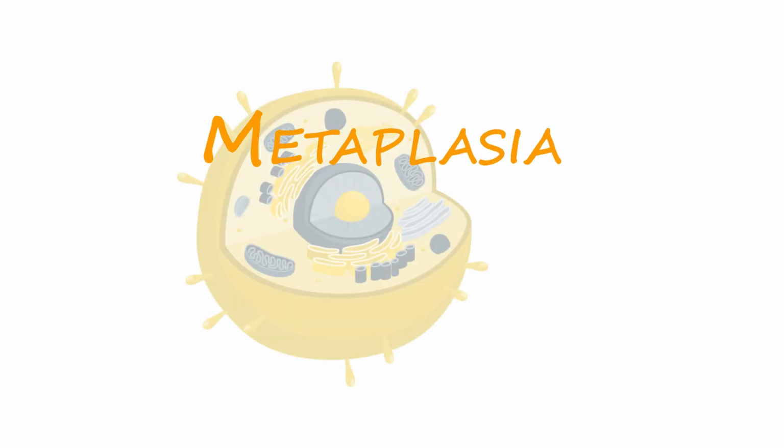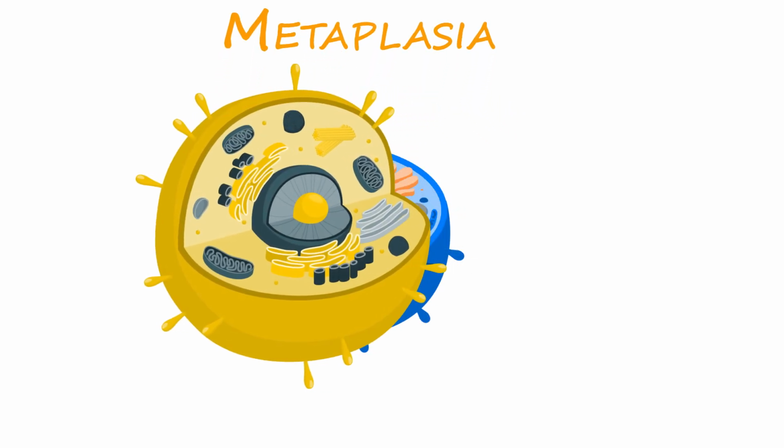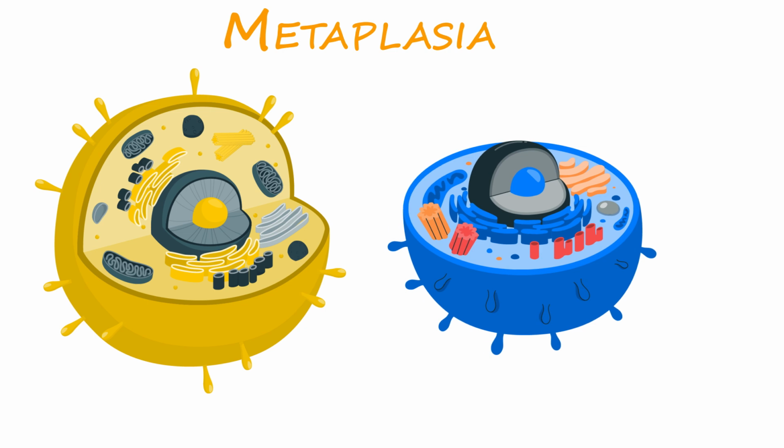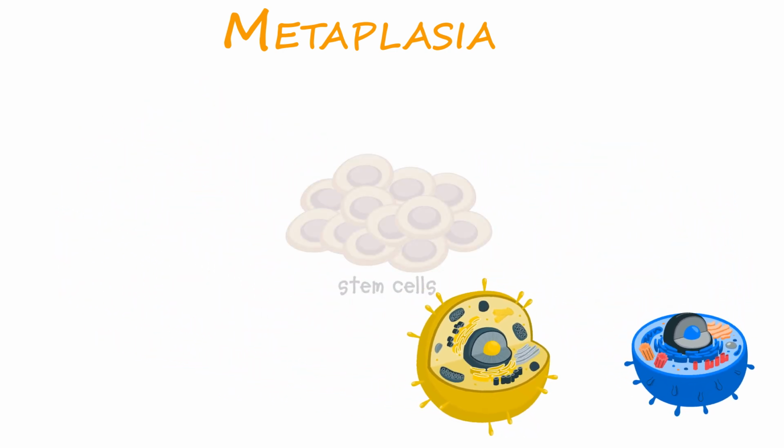In this process, you can observe how one normal cell type transforms into a different mature cell type that wouldn't normally be found in that tissue location. Metaplasia occurs through a specific mechanism.